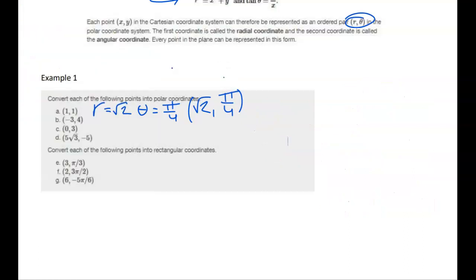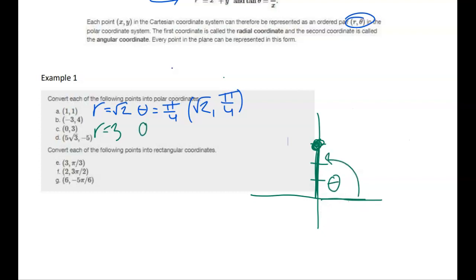Okay, for C, if I'm at the point (0, 3), all right, well, r is going to be 3. And then that angle theta is going to be pi over 2. So anytime I'm on the axes, those are going to be nice: pi, pi over 2, 3 pi over 2, anything like that. And then your radius is going to be that length along the axis from the point to the origin, right?